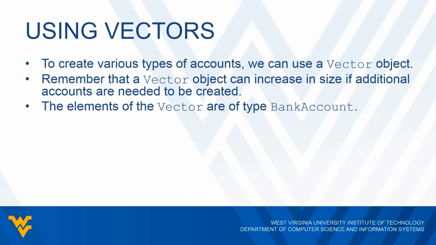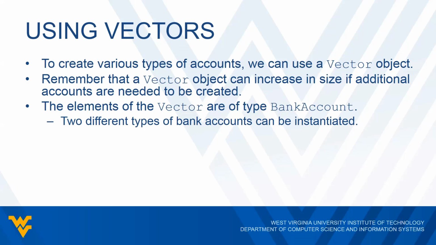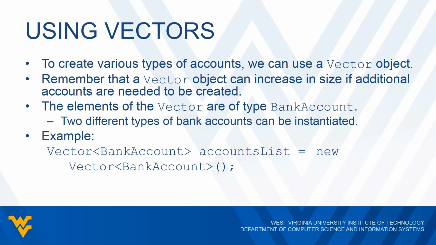So all the elements of this vector will be of type bank account, but because of the rules of polymorphism, we can actually instantiate objects of the savings account and the checking account for each of the elements in this vector. So while the vector is technically a vector of bank account, each element can be a checking account or a savings account. So let's take a look at a very simple example. So here I create a vector, and the type is going to be the bank account class. So I'm allowed to do that.